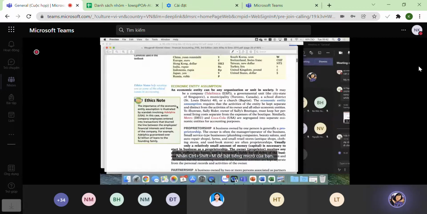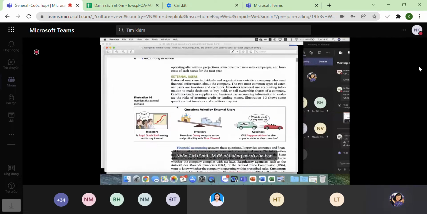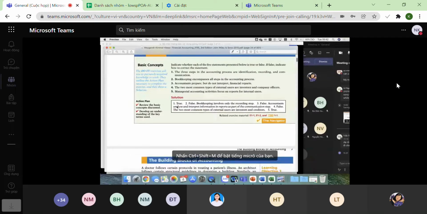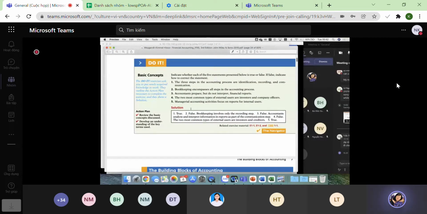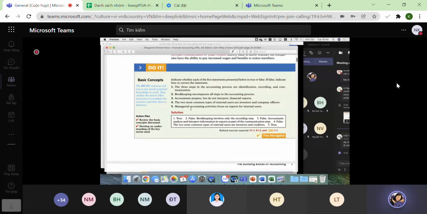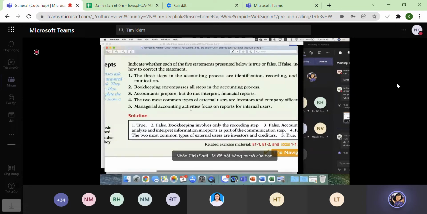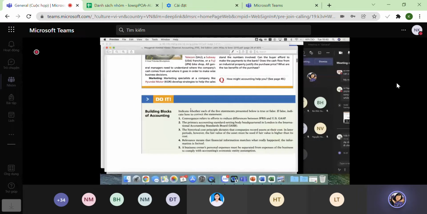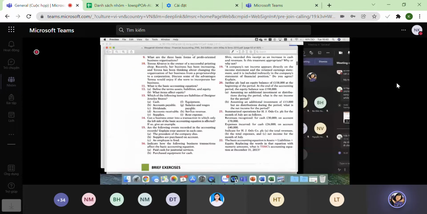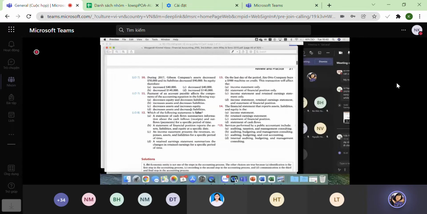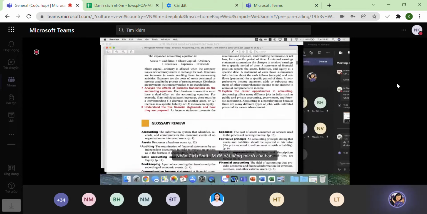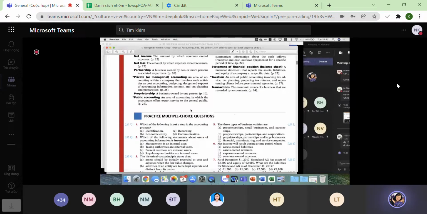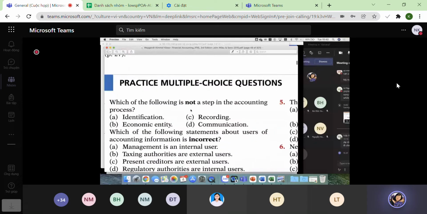Do it number 1, basic concept here. Okay. So when you use this textbook, you can review these activities. Okay. And the other thing we want to mention, the first thing that we mentioned here, is the multiple choice question. Here, this one.